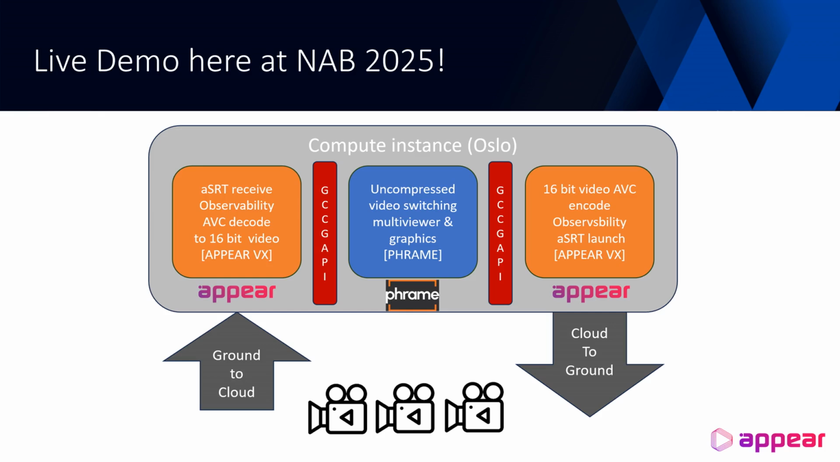This is a very, very brief summary of the demo which we're doing. The two vertical red blobs are the asynchronous interface points between our Appear VX solution going into Frame solution, going back into an Appear solution. And we can show you that working with 16-bit planar asynchronous 1080p video.